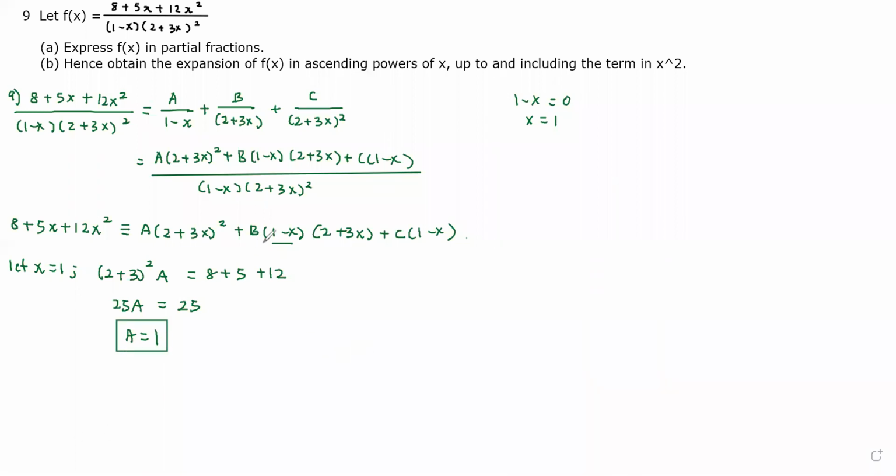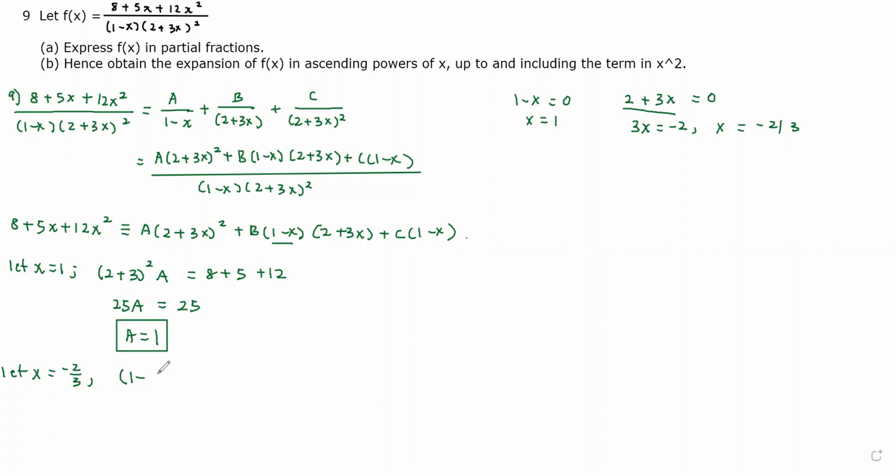We can find the other values B and C. We have another linear factor, which is 2 plus 3x. Set it to 0, and we have 3x equals negative 2. X is negative 2 over 3. Now we can let x be negative 2 over 3. Any term that contains 2 plus 3x is 0. A is gone, B is gone. Then we can find the value of C.